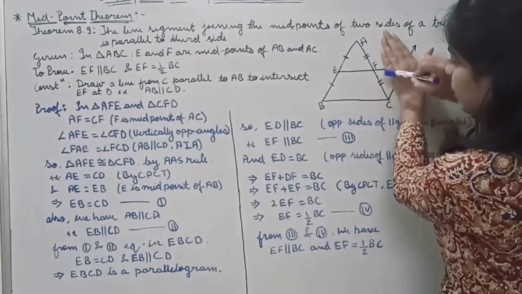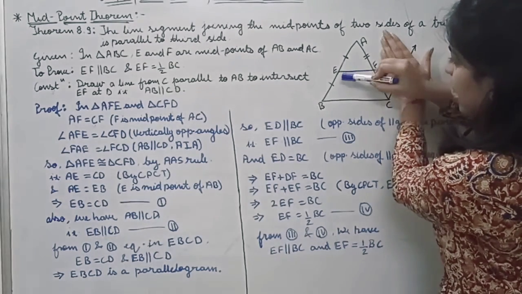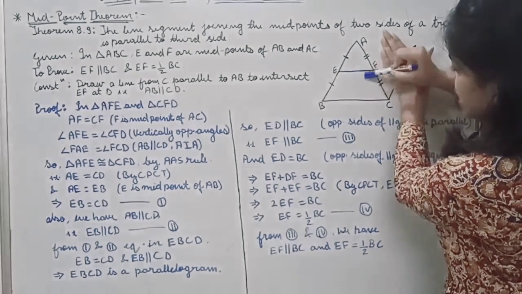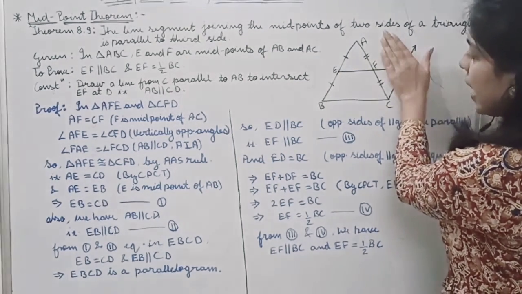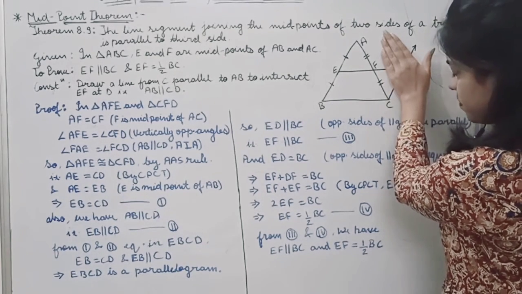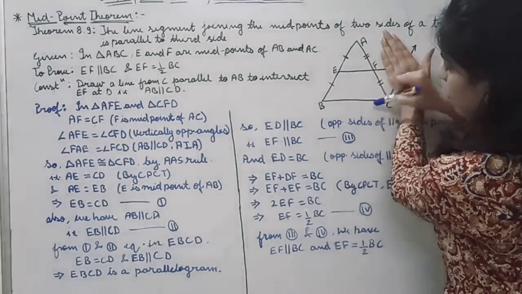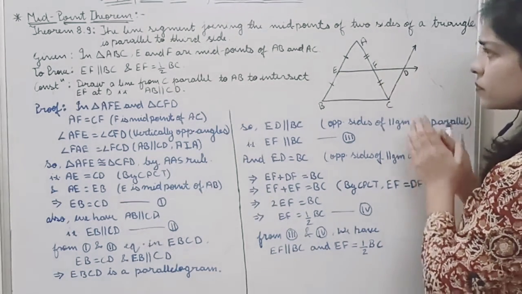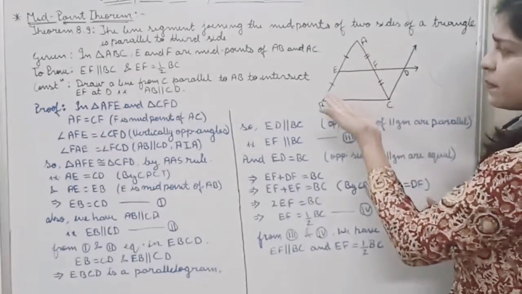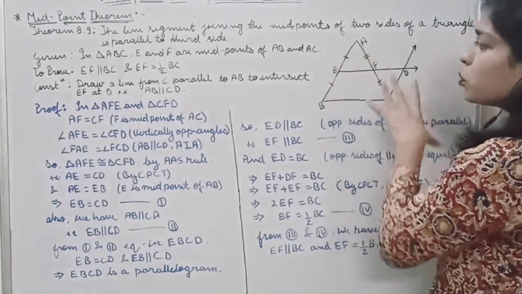So the line joining the midpoints of AB and AC, that is EF, will be parallel to the third side, which is BC, and EF will be half of the third side BC. Meaning EF is parallel to BC and EF is half of BC. This was the theorem, and I explained what the theorem is. Now we have to prove it also.